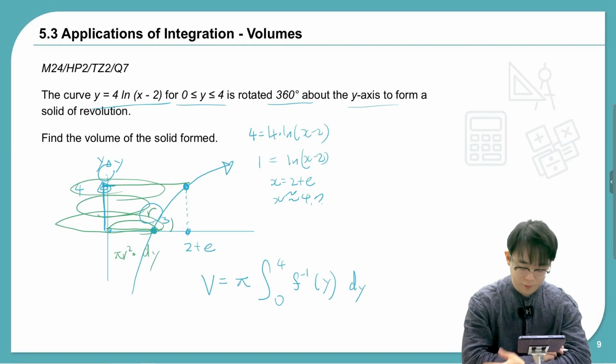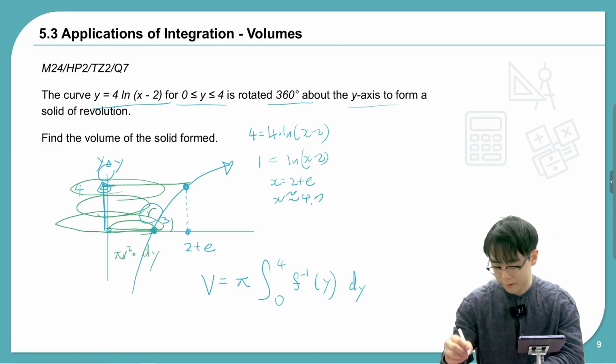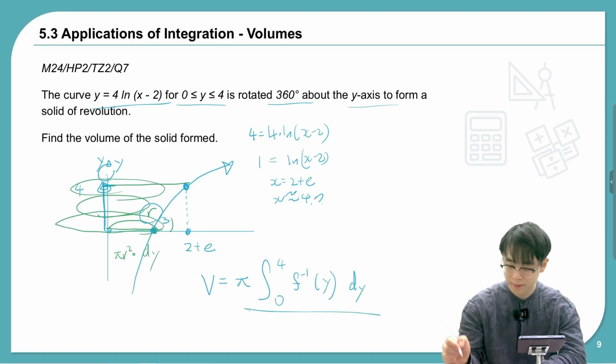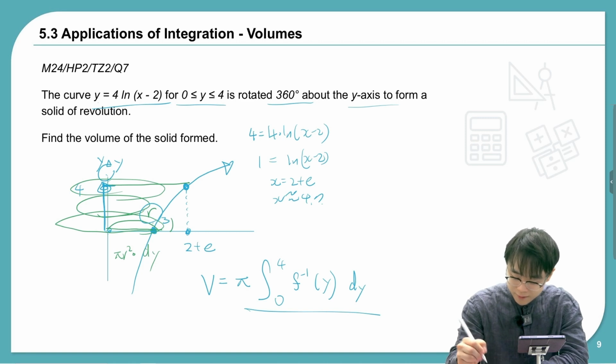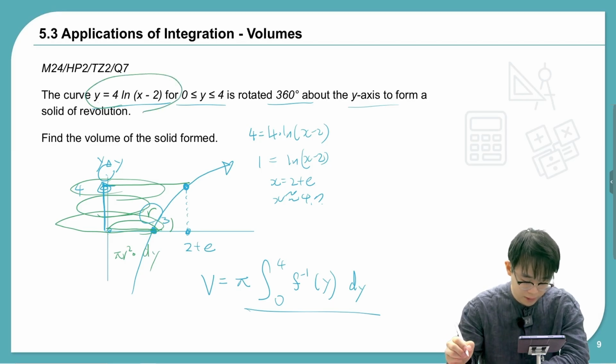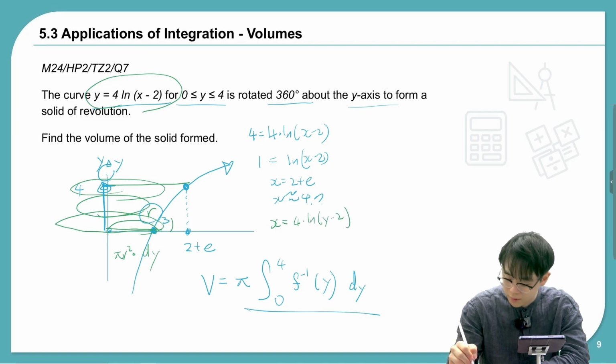If you were revolving this about the x-axis, it would just be f of x dx. But since you're revolving about the y-axis, this is what we need. So you do need to find the inverse function as well. Let's switch x and y here. That would give us x is equal to 4 times ln y minus 2. So that would be x over 4 equals ln y minus 2.